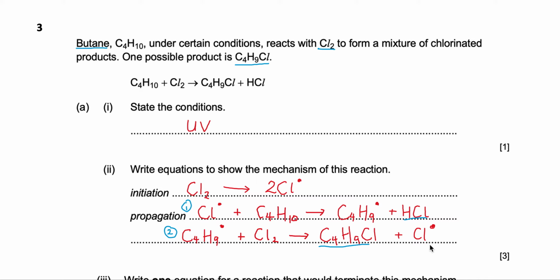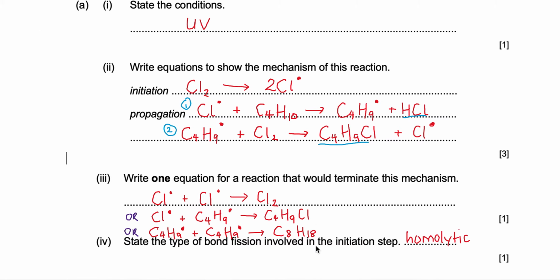Okay, so the steps are always going to be similar. For propagation, it's always going to be a radical reacting with a neutral species to make a radical and a neutral species. So again, radical with a neutral species, reacting to form a radical and a neutral species. Okay, so that will always be what will happen in propagation steps.